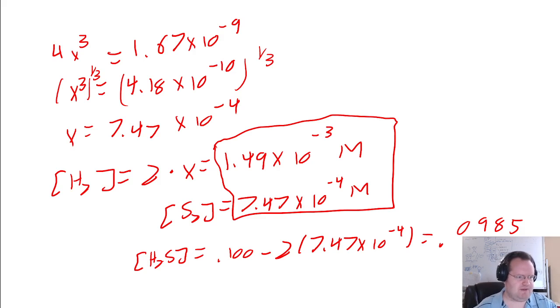We got our answer. We were able to get our concentrations of H2 and S2. If I'd gotten a value like 0.09, then it would have meant that, okay, this estimate wasn't reasonable. We're going to have to go back and treat x like it isn't small and actually solve the question.